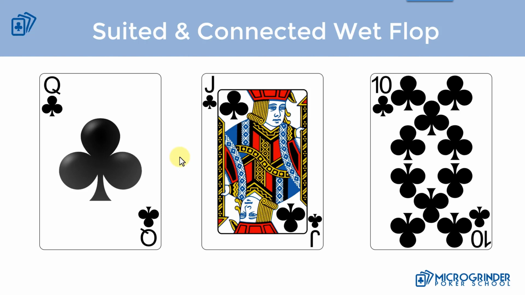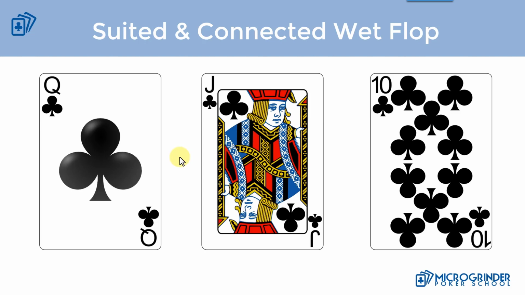Now, additionally, this is kind of the worst situation you could be in: a suited and connected wet flop. So queen, jack, 10 of clubs combines those two that we just talked about. Let's think about this. Let's say that we have queen ace of hearts. Now, yes, we do have the king that's going to complete our straight, but again, our opponent could have flopped two pair, a set, a flush, a straight, or they could have all sorts of different combination draws.